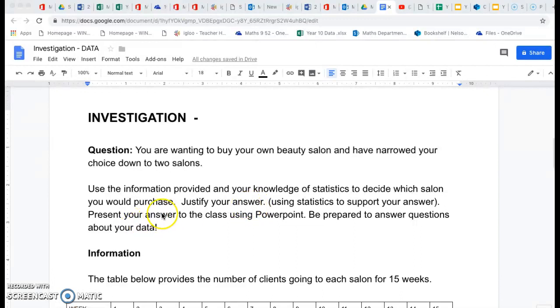We're going to use our PowerPoint knowledge to present this information, and it's going to be up to each person in your group to provide and be prepared to answer any of the questions.